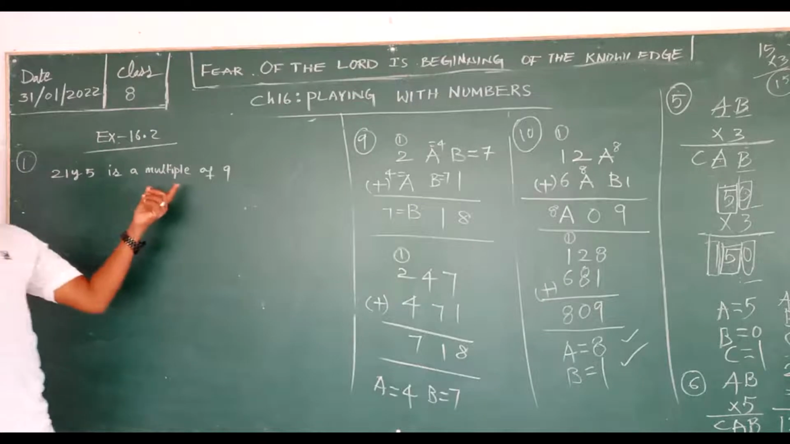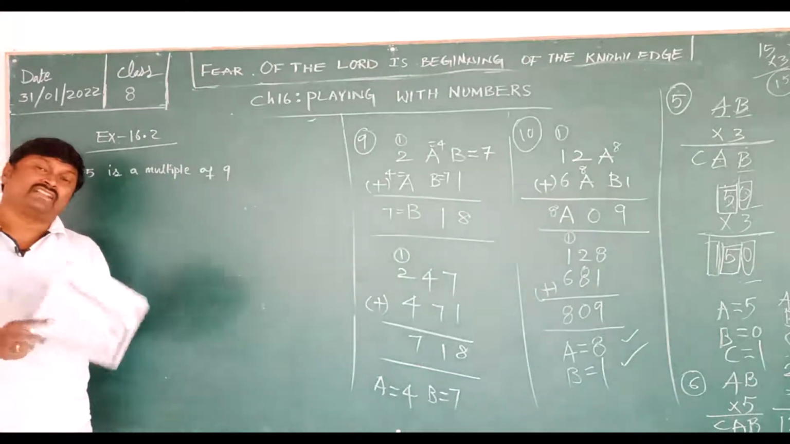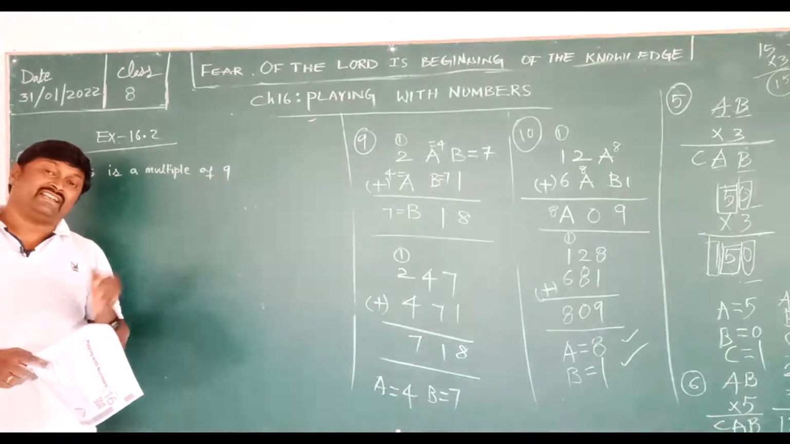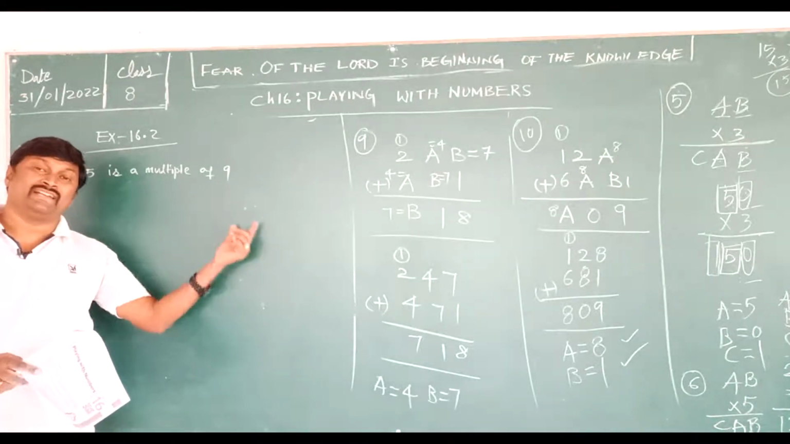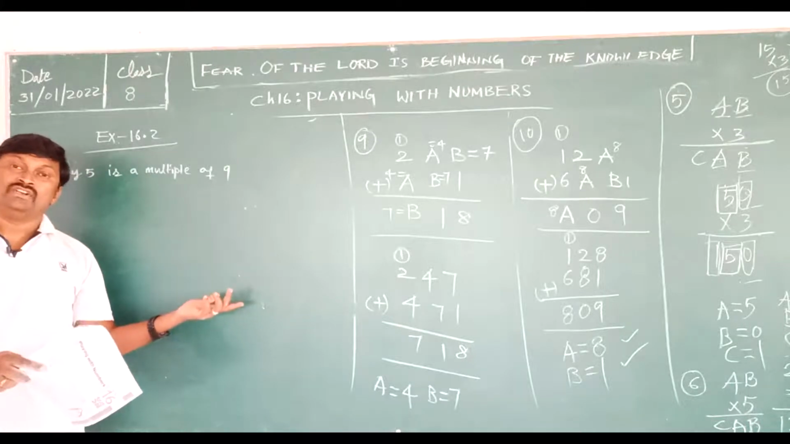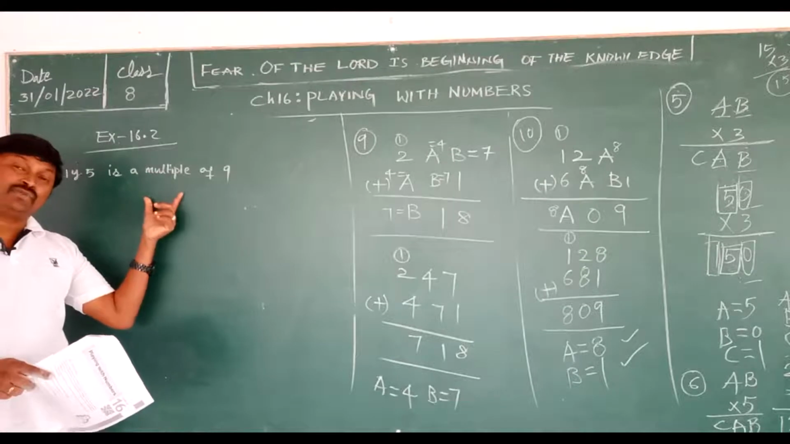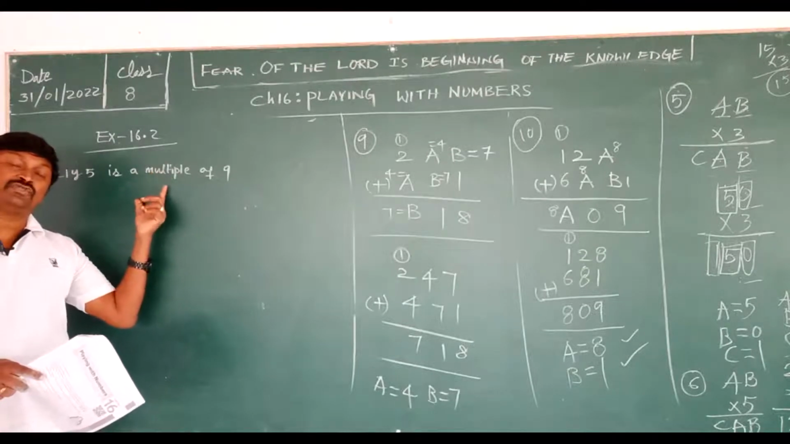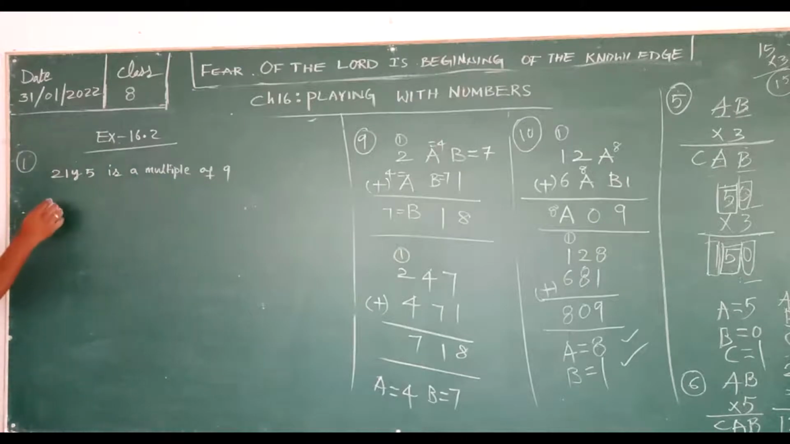So what is the divisibility rule for 9? I said, first add all the digits, then check if it is a multiple of 9, then only it is divisible by 9, otherwise no. So now I need to find this y value, meaning it should be divisible by 9. In that way you have to find. Let's check here. So what is step number 1 in the solution?